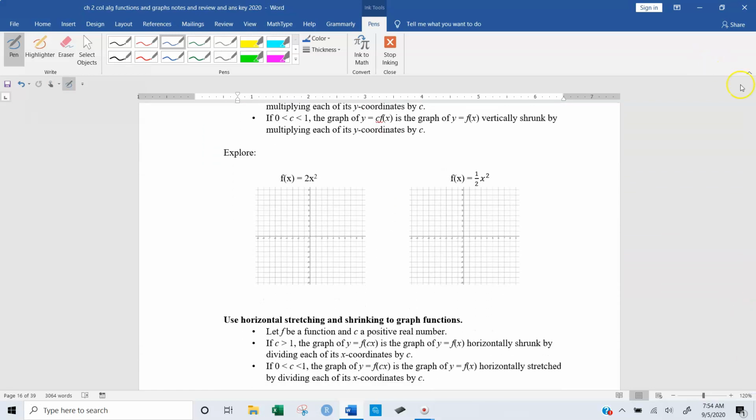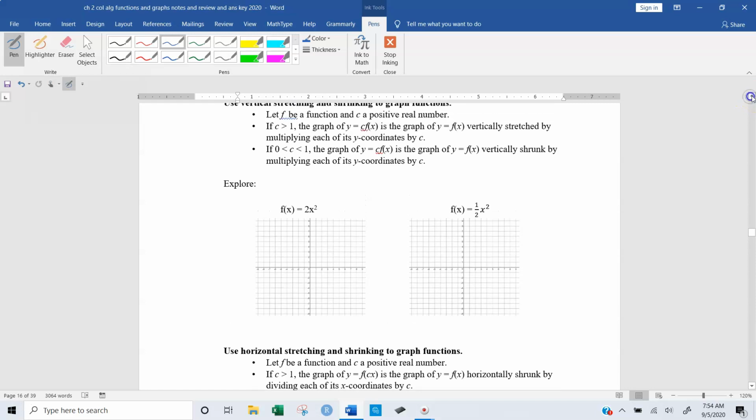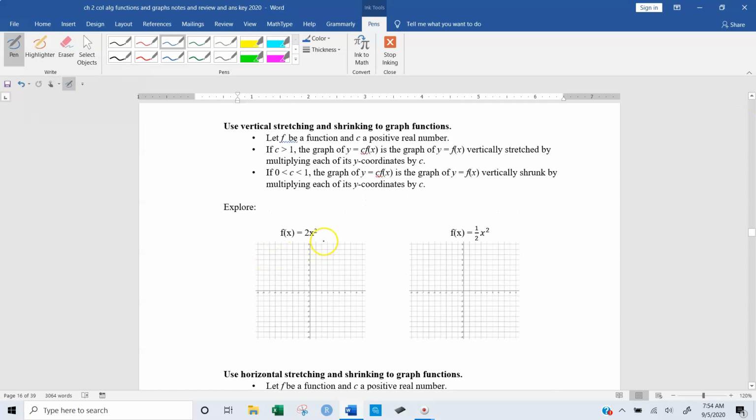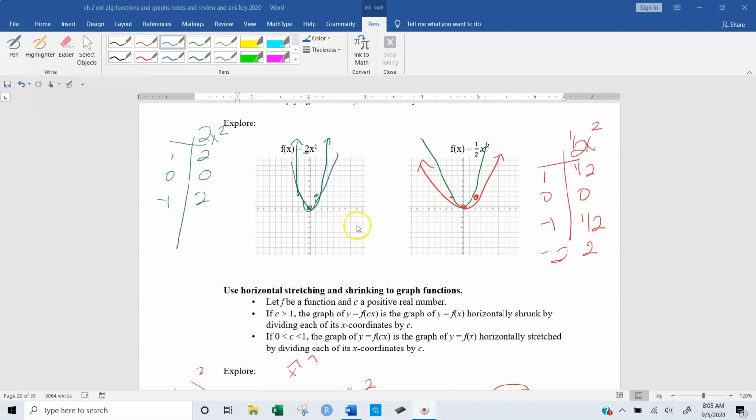Okay, what do these 2 and 1/2 do? So when there's a number in front, this is a stretch or a compression. So we know x squared looks like so, right? This is my parent graph. So now after you plug in your parent graph here, the blue one, you do the 2x squared. So you multiply every y value by 2, and you get the new graph.